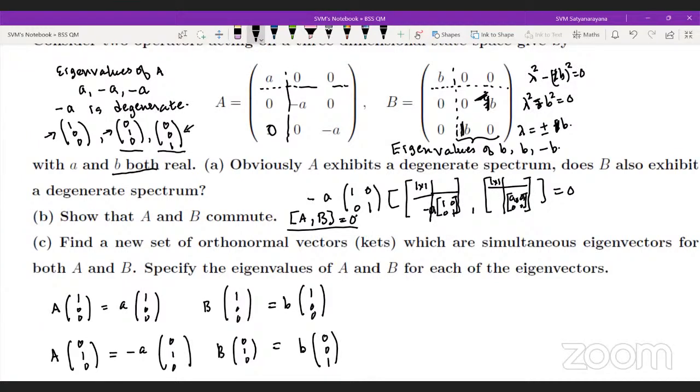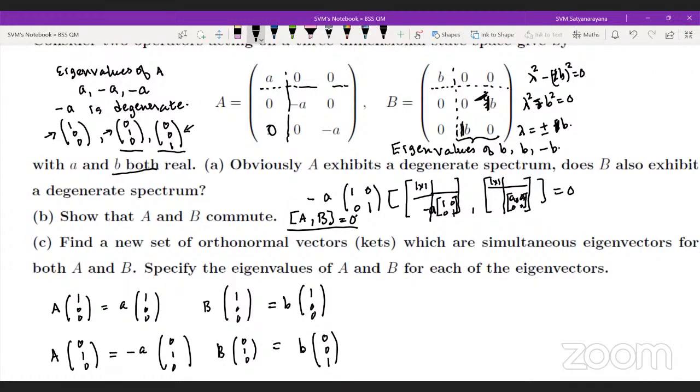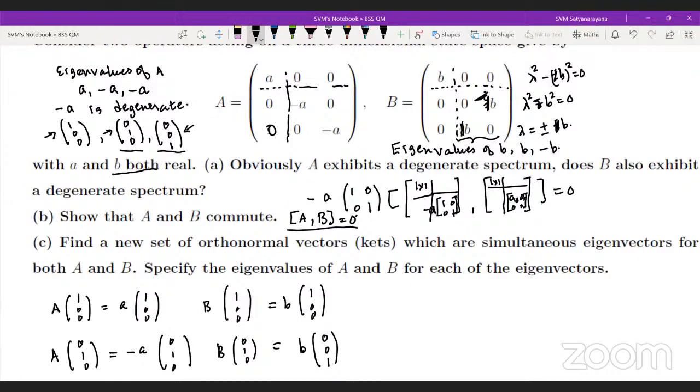Sir, is this correct? B on 0 1 0 is B times 0 0 1. Hello? Am I audible? Yes, sir. Can you please repeat what you said in the last minute? I was disconnected, so I don't know what you are writing.